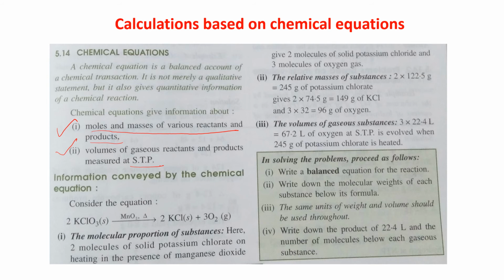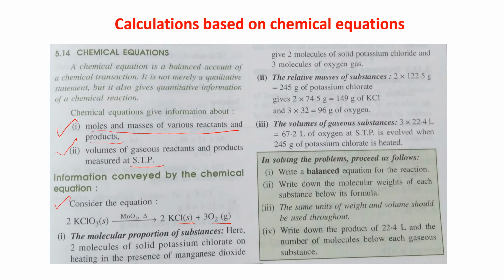Information conveyed by a chemical equation. Consider this equation. Suppose I am having an equation 2KClO3, in presence of MnO2 as a catalyst and heat, we are getting 2KCl plus 3O2. 2KCl is solid and 3O2 is gas.